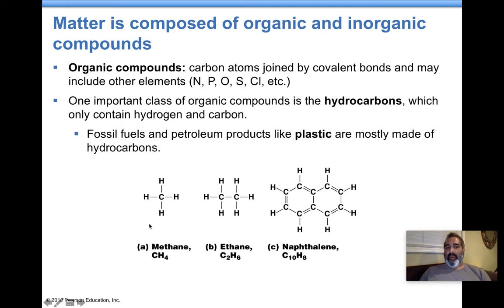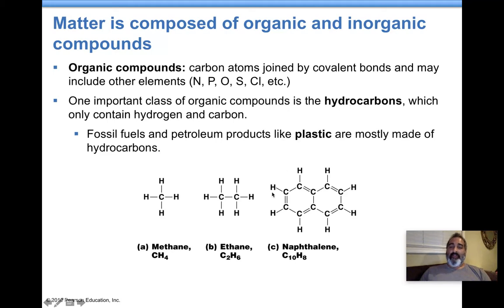The simplest organic molecules are right here. This is methane. And this is ethane. And this is naphthalene, basically, right here. So we have a lot of different options. These are chains of carbons with some hydrogens attached. These are organic molecules. Anything with hydrogens and carbons, we're going to call it a hydrocarbon.